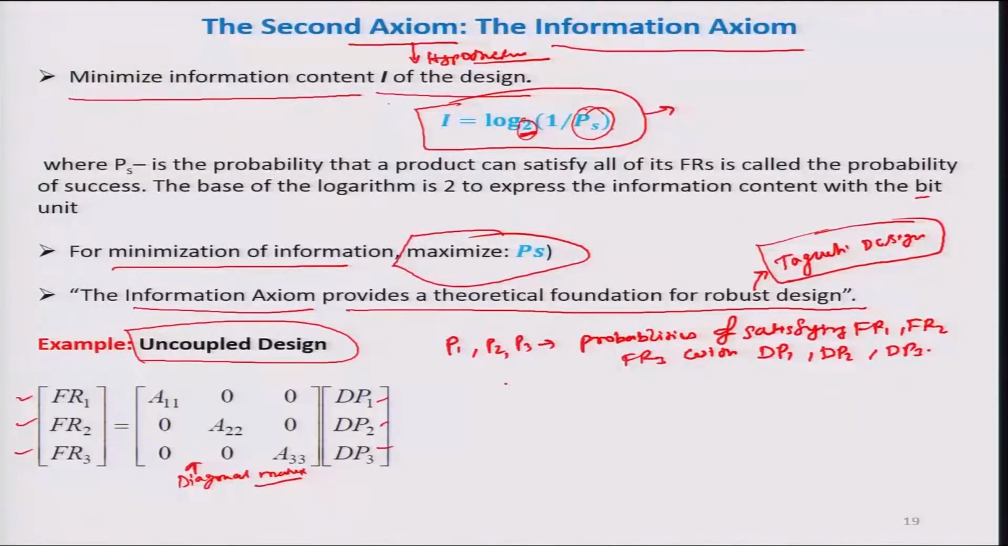So if you are going to calculate the information content for that design, what will it be? It will be a summation, as you have 3 parameters and 3 functional requirements. So you can write it this way: I equals log 2 of the summation of 1 by Pi.